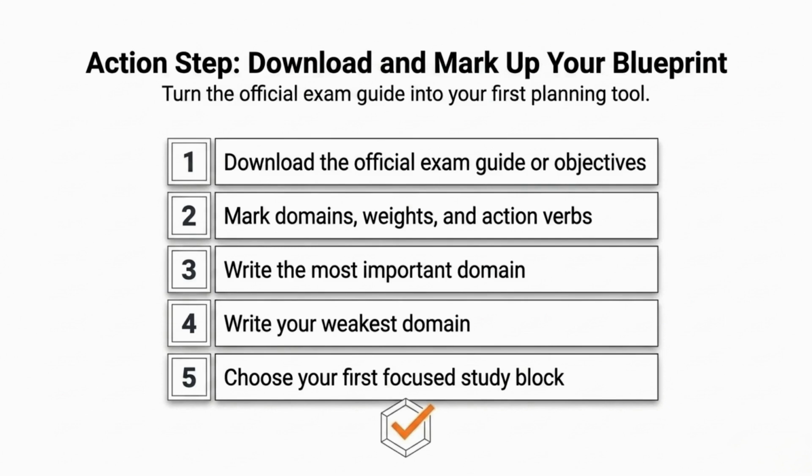Then write down 3 things. First, which domain appears most important based on the exam guide? Second, which domain feels weakest for you personally? Third, which domain should receive your first focused study block? In the next lecture, we will build on this by creating a topic priority map.